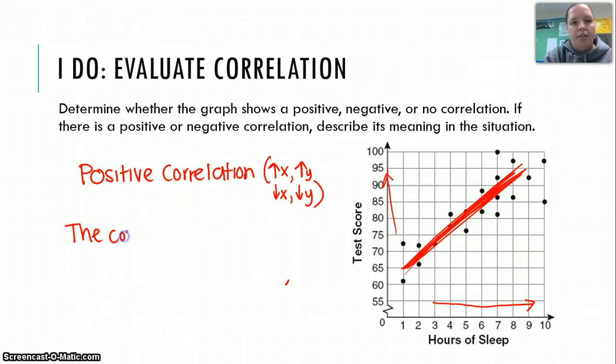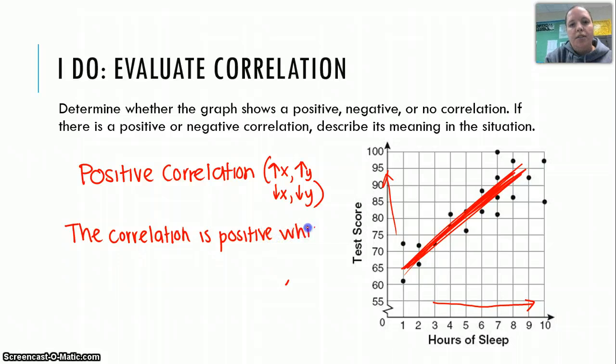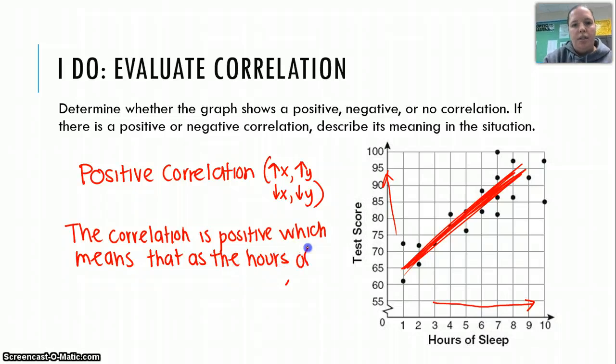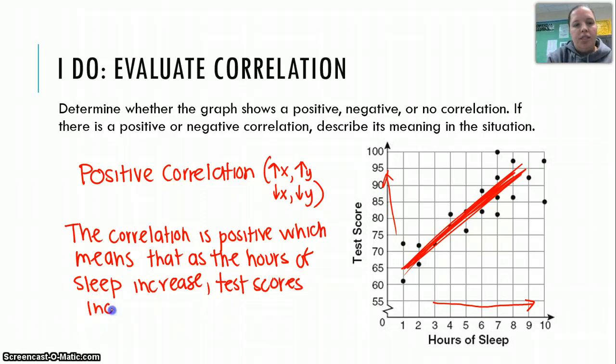I'm going to go ahead and write out my sentence here: the correlation is positive, which means that as the number of hours of sleep increases, what happens to the test scores? Well, the test scores increase as well. So I'm just summarizing what the data is showing on the scatter plot.